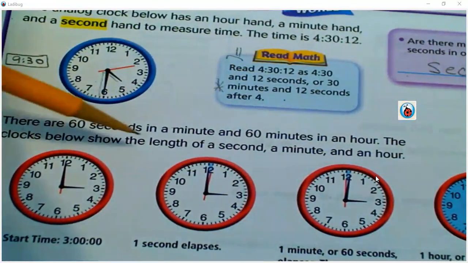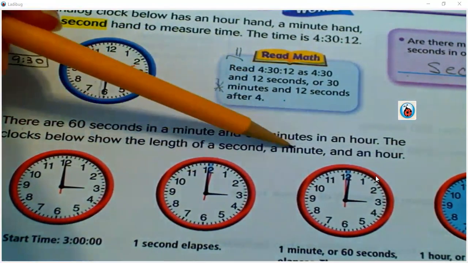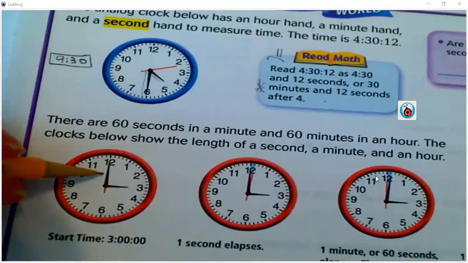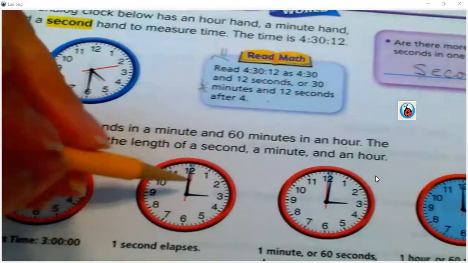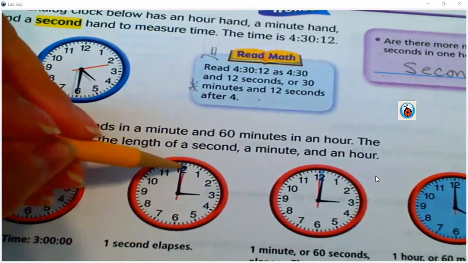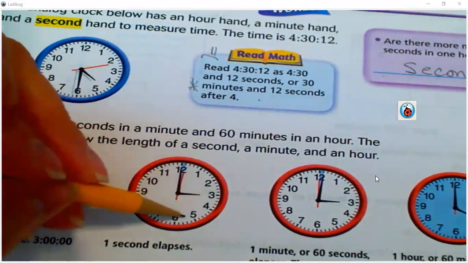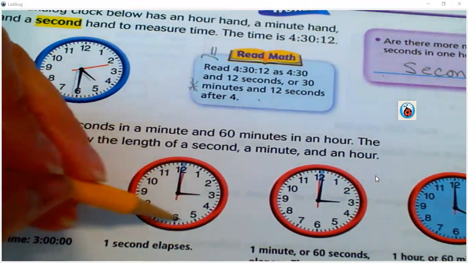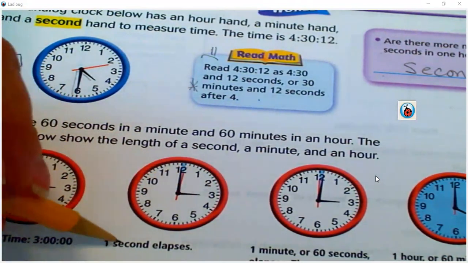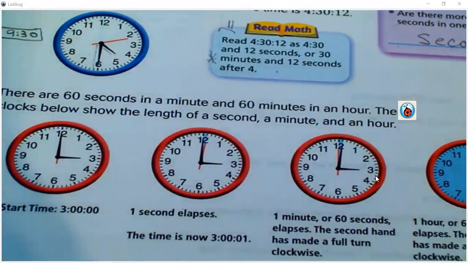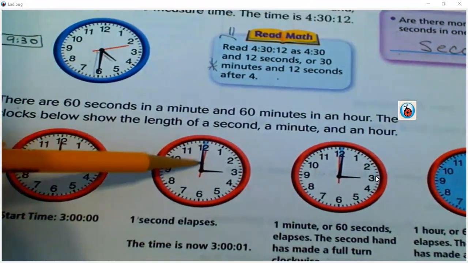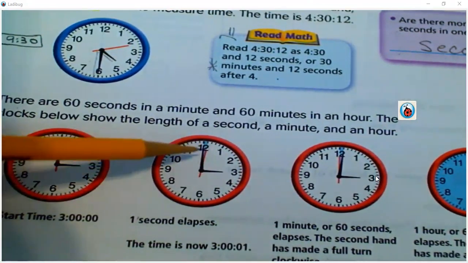The clocks below show the length of a second, a minute, and an hour. So a second is going to be that little red hand, and it's going to move over just one little notch, right? Sometimes we watch it go around if we're timing something like a science experiment or our friend running or something like that, right? So that would be a 1 second elapse. And if I could share with you that special word, elapse means time gone by. It means gone by. So 1 second has elapsed when the second hand moves over one little tick.